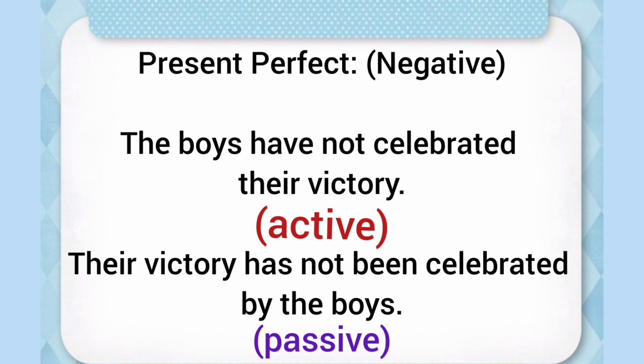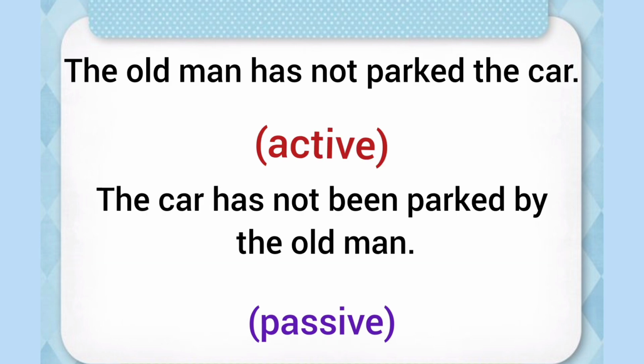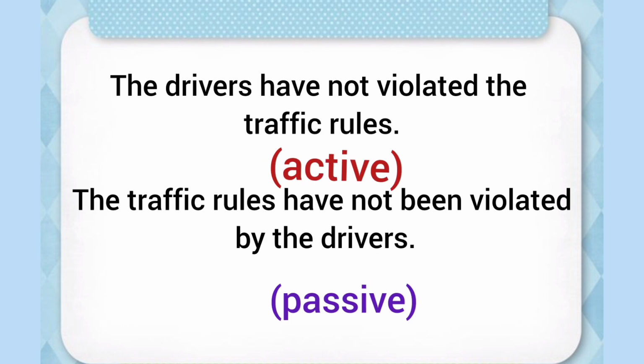Present perfect negative sentences. The boys have not celebrated their victory. Their victory has not been celebrated by the boys. I told you if there is noun, you can write it as it is. The old man has not parked the car. The car has not been parked by the old man. The drivers have not violated the traffic rules. The traffic rules have not been violated by the drivers.